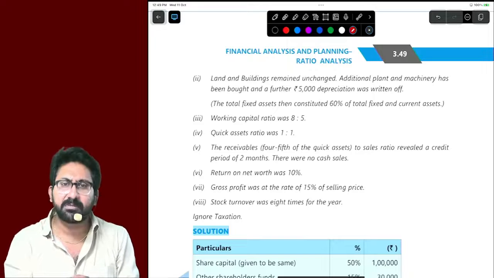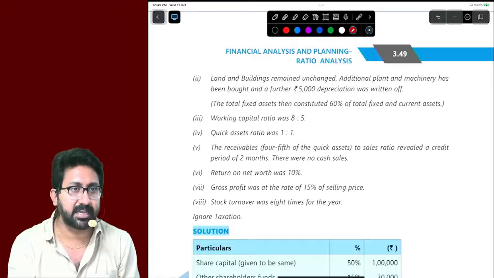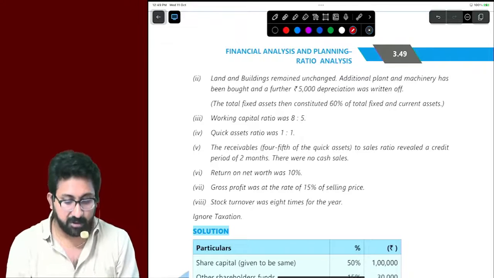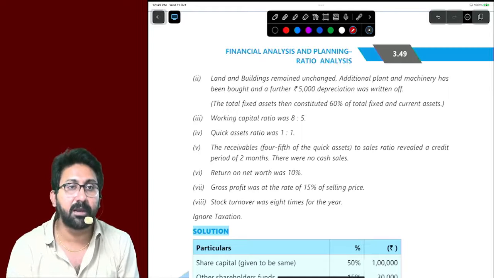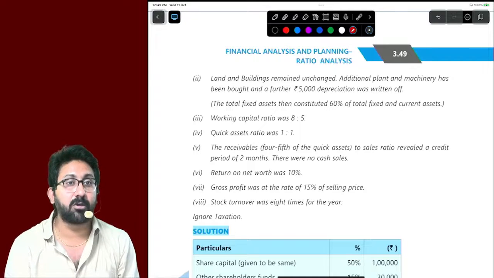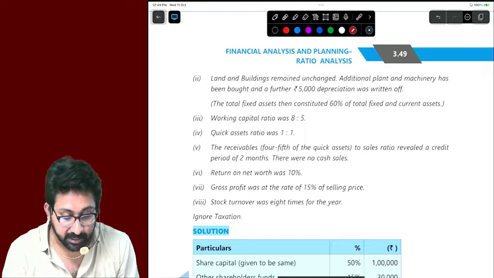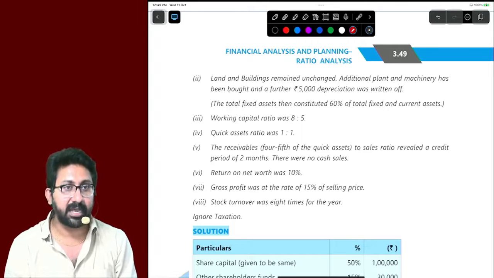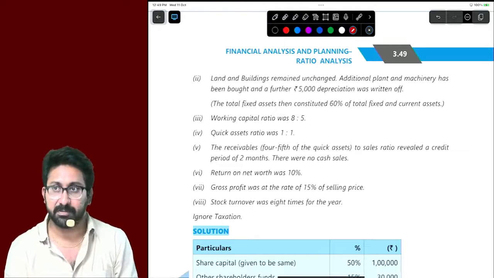Profit can be of 2 types. Profit on cost, profit on sales. This is a profit on sale or cost sale. Stock turnover was 8 times for the year. Stock turnover means what is the formula? Cost of goods sold divided by average stock equal to how much? 8 times. Ignore taxation. This is the question here. 12 marks question given in exam.